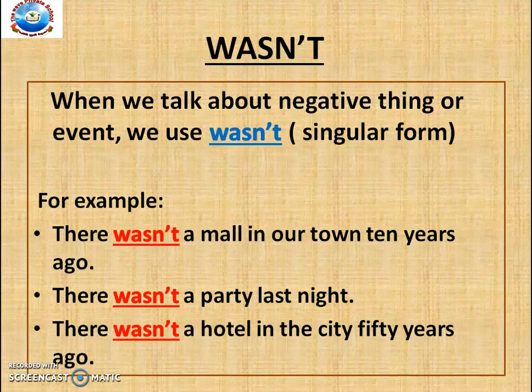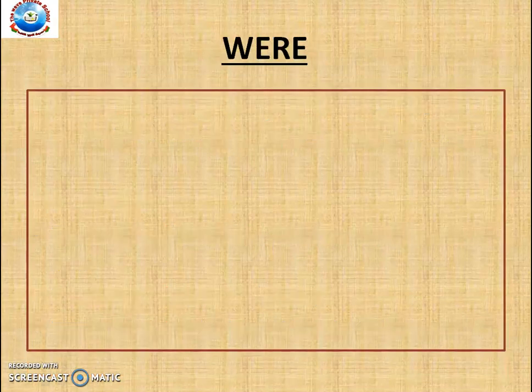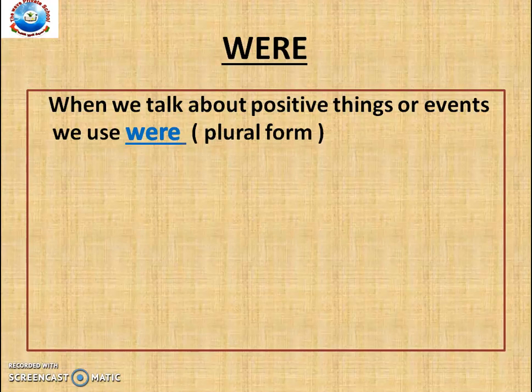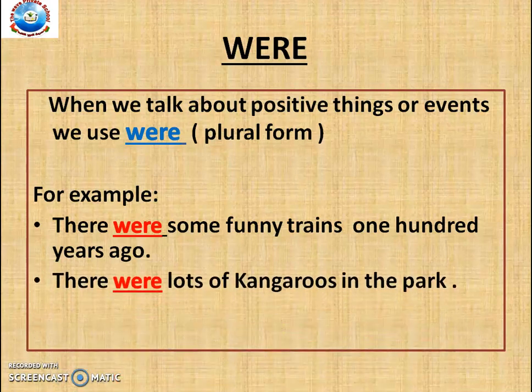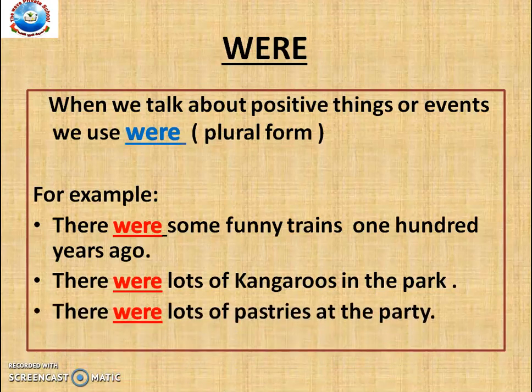Let's see the use of were. When we talk about positive things or events, we use were. Were is used in plural form. For example, there were some funny trains 100 years ago. Some funny trains, we're talking about many trains, so we are using were. There were lots of kangaroos in the park. There were lots of pastries at the party.